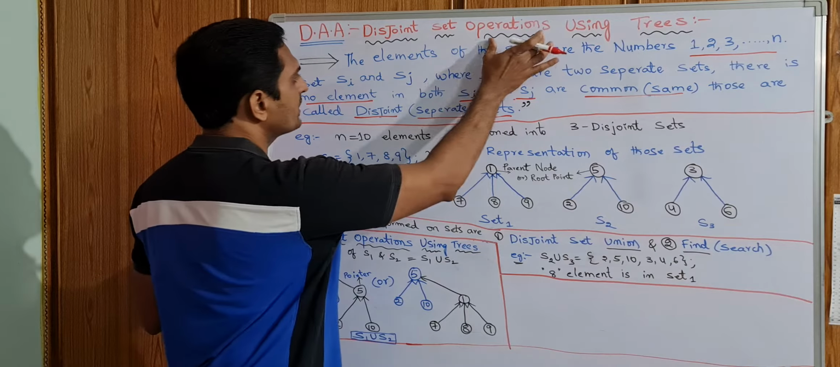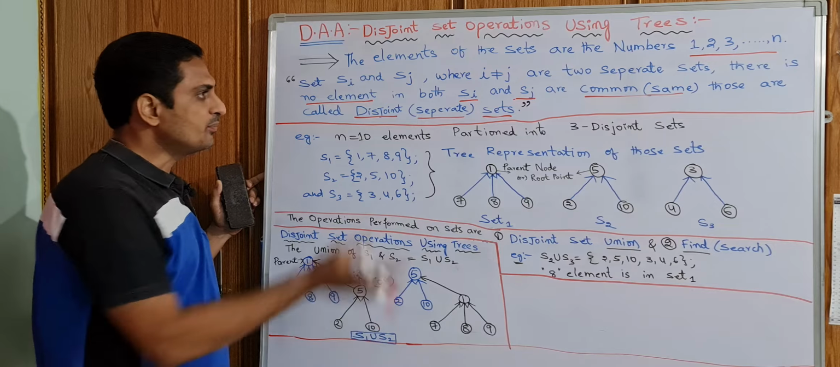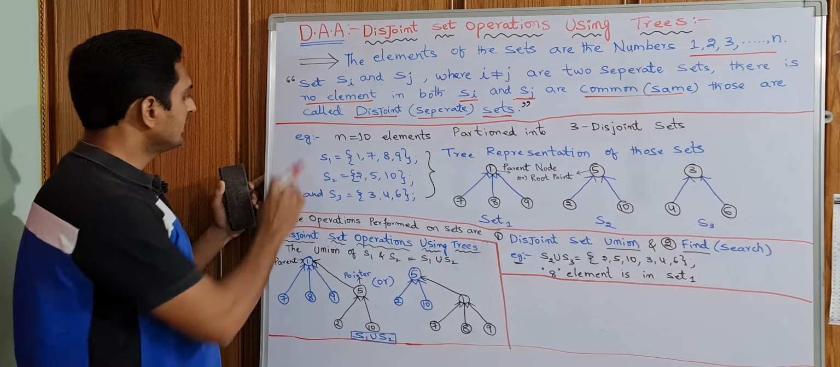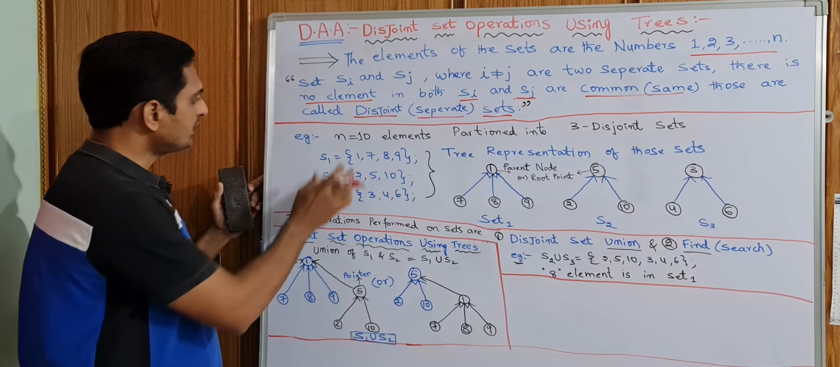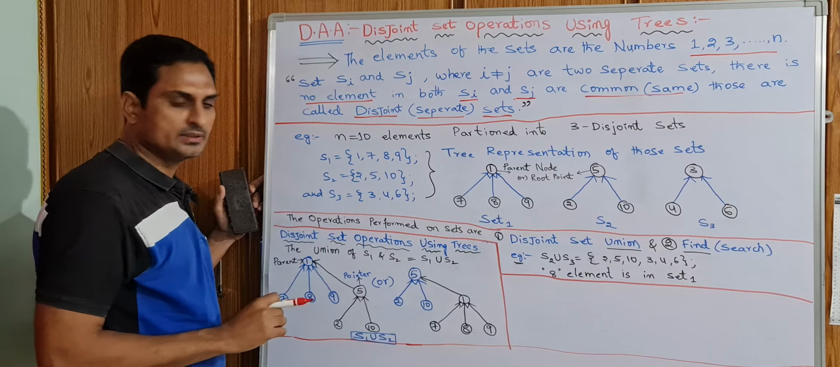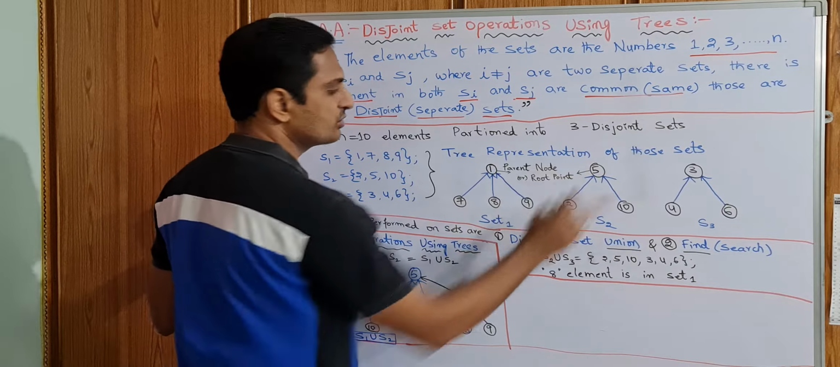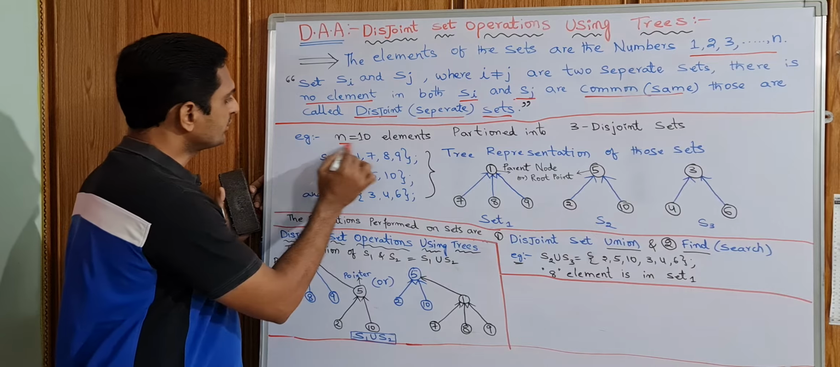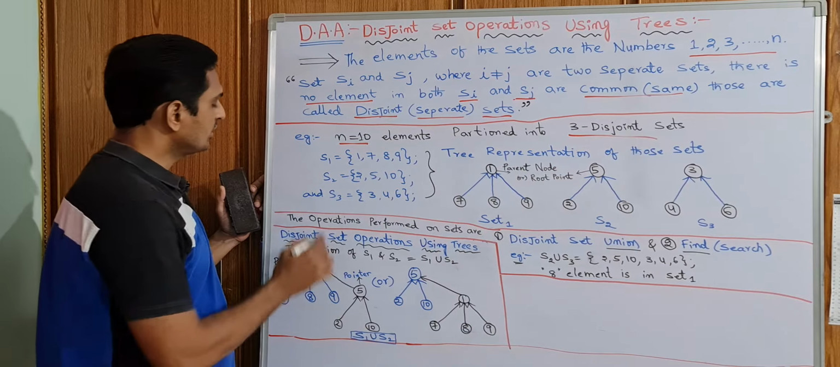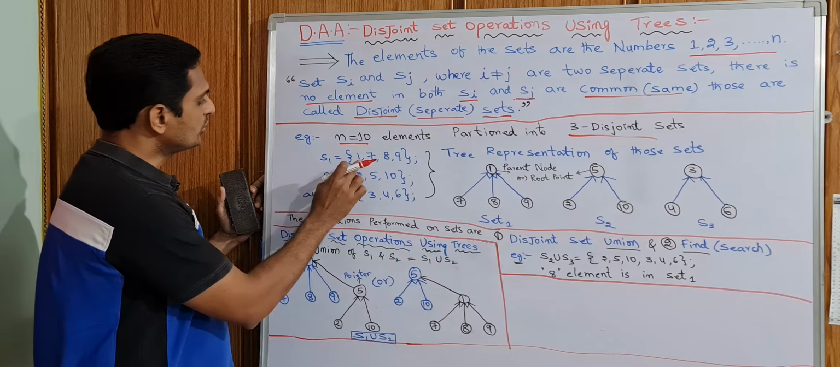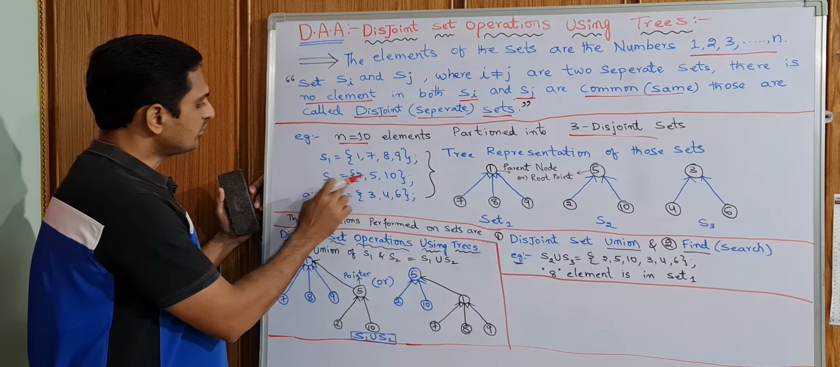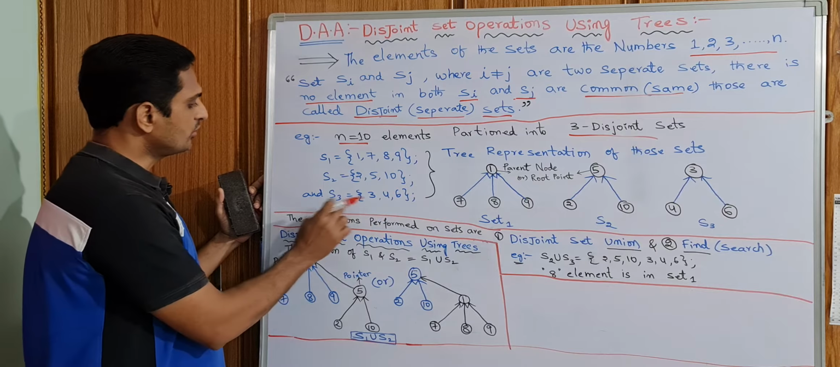Then what are the operations on disjoint sets? Before that, we will go for tree representation. For example, imagine we have n equal to 10 elements partitioned into 3 disjoint sets. S1 equal to 1, 7, 8, 9. S2 equal to 2, 5, 10. S3 equal to 3, 4, 6.